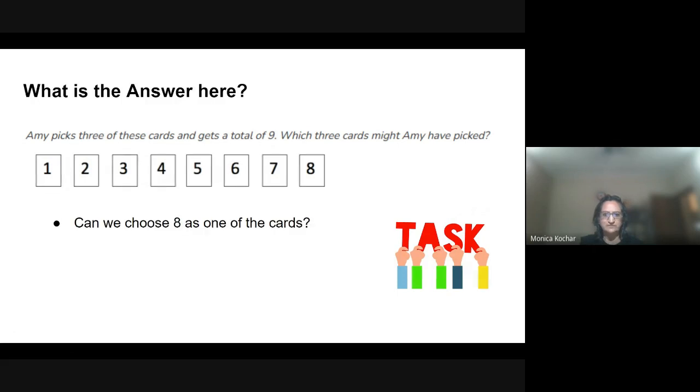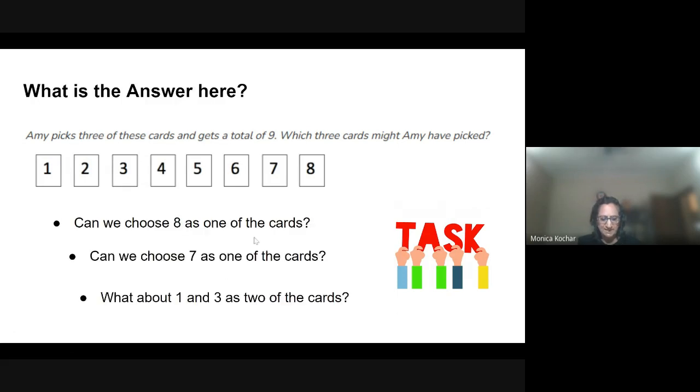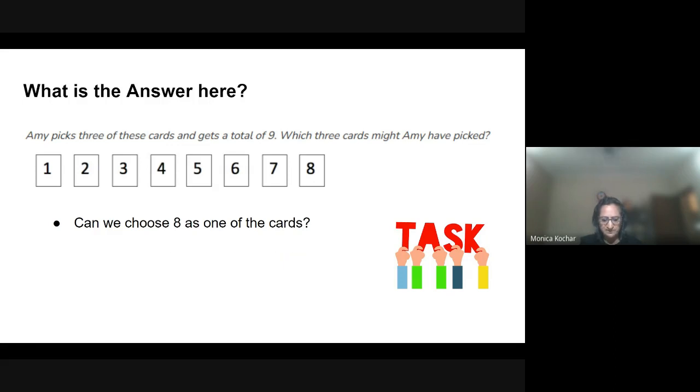And the question becomes, can I choose 8 as one of the cards if I want 3 cards and get 9? Will the answer be yes or no? Can I choose 8? No, because I want 3 cards. So I'm going to ask the kids, explain. Why can't I pick 8? Can anyone explain to me? Why can't I take 8 as one of the cards?